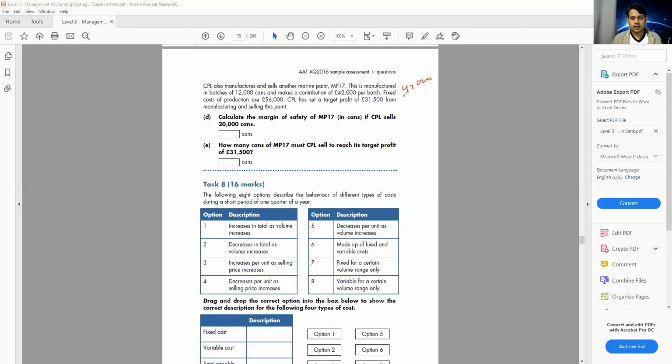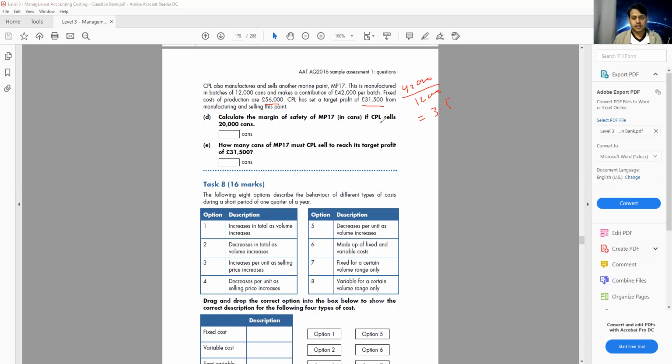42,000 divided by 12. I'm not sure we need it or not, but we can find out the contribution, 42,000 divided by 12,000. That is 3.5. Fixed cost 56,000 and the target profit 31,500. That's fine, that's not a problem. The first question is to calculate the margin of safety, MOS.